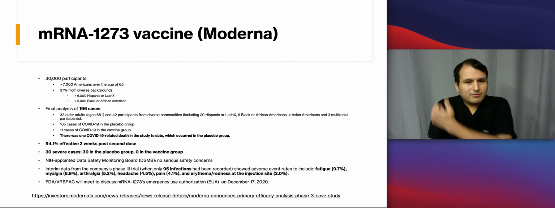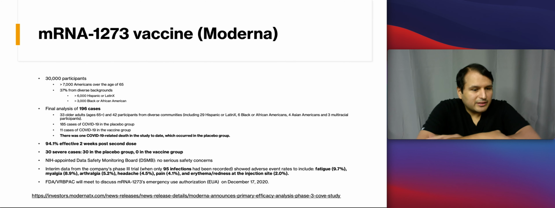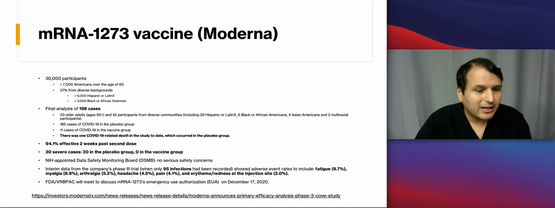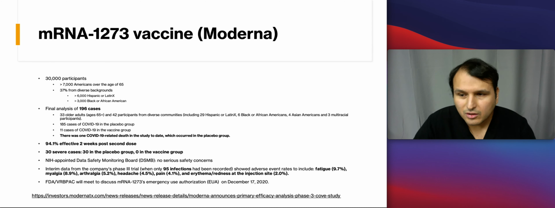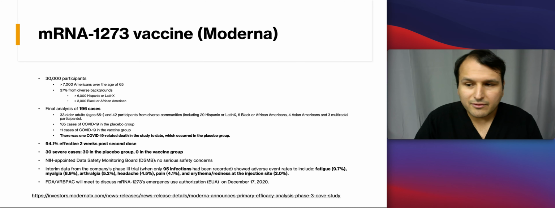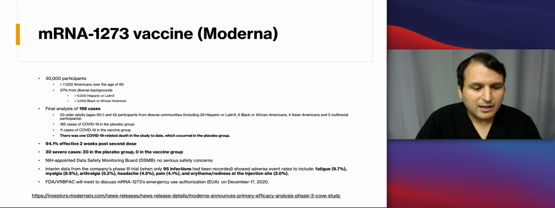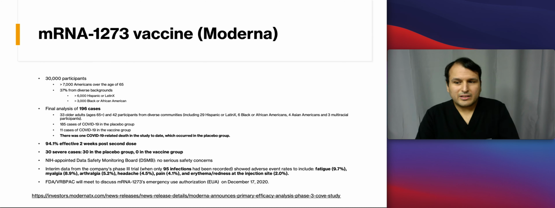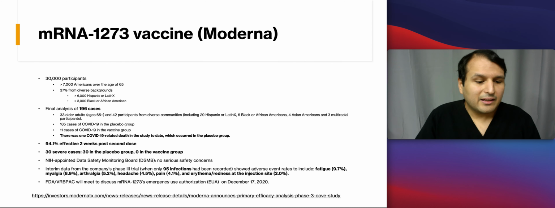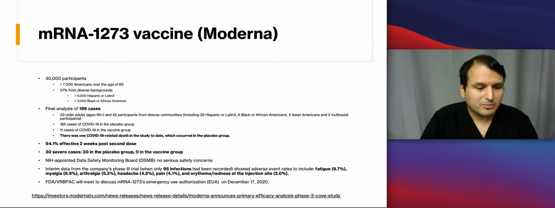The mRNA vaccine from Moderna, also 30,000 participants, had 196 cases in this trial: 185 in the placebo group and 11 in the vaccine group. There was one COVID-19 related death, and that happened in the placebo group. It was deemed to be 94% effective, 2 weeks after their second dose. This was the kicker: 30 severe cases, hospitalizations secondary to COVID, stuff like that, in the placebo group and 0 in the vaccine group.